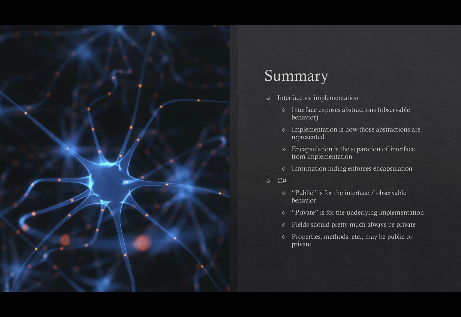But properties, methods, and so on may either be public or private, depending on how their purpose aligns with what you're trying to do. If their purpose is just to simplify your implementation, then they're private. If their purpose is to expose functionality that's part of your interface, then they should be public.